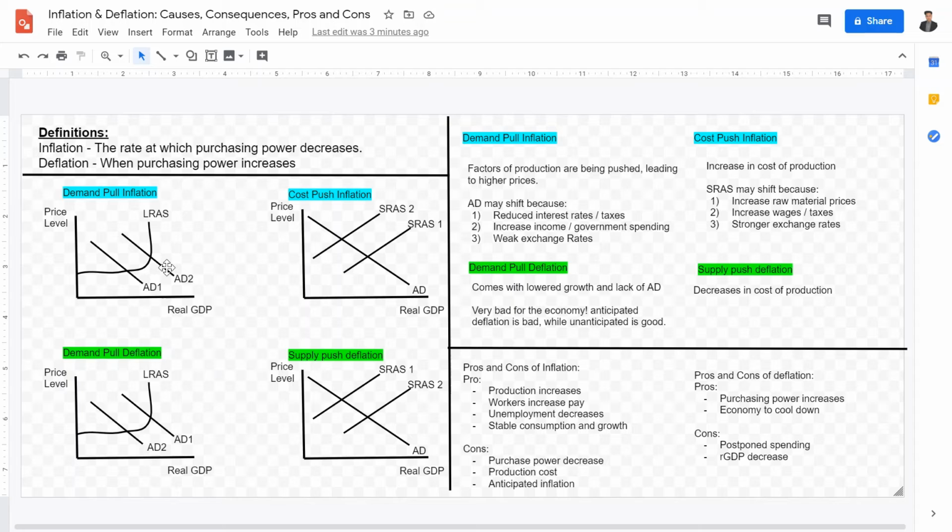So I hope these two clear up the two types of inflation. Now, what about deflation? What are the two types of deflation? There is one type of deflation called demand pull deflation.